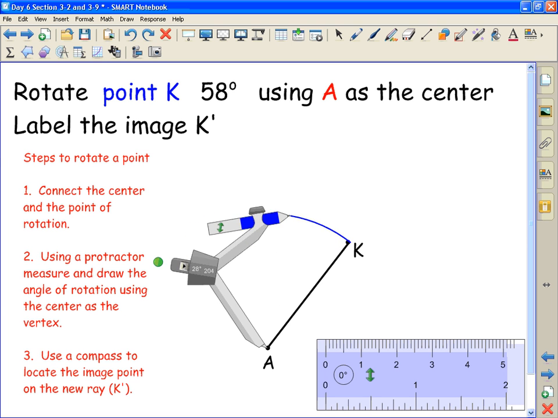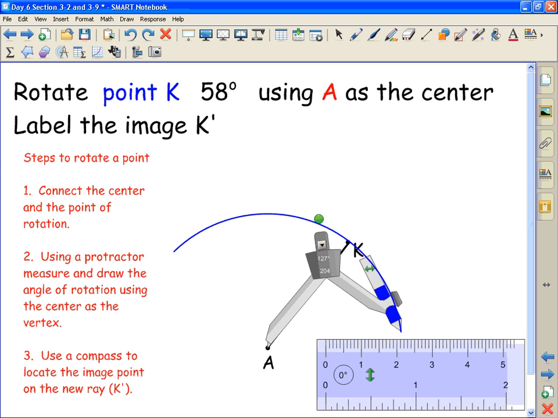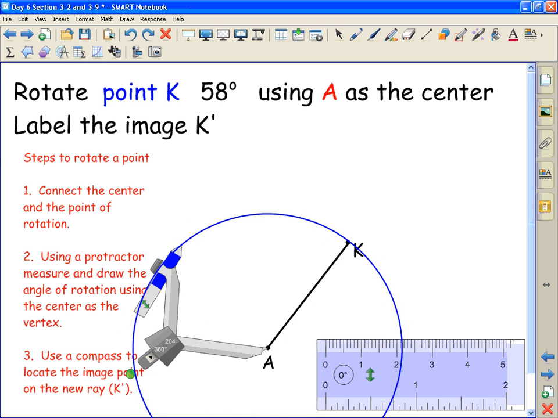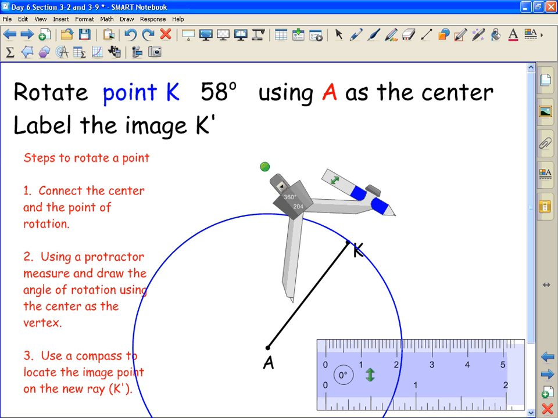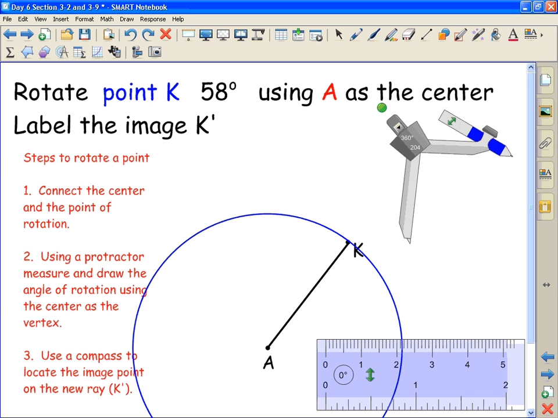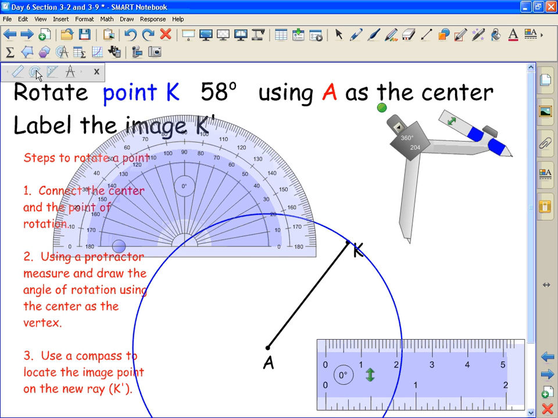I'm then going to make an entire circle of that. Any point that I would then pick now on the circle will be the exact same distance because A is my center, therefore AK is the radius of my circle. I'm going to use my protractor now to measure it.